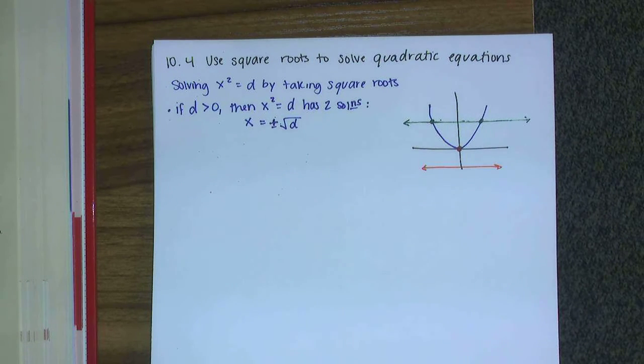So for d greater than 0, that would be this line here. Okay, there's 2 points, and that's where we have those 2 points.